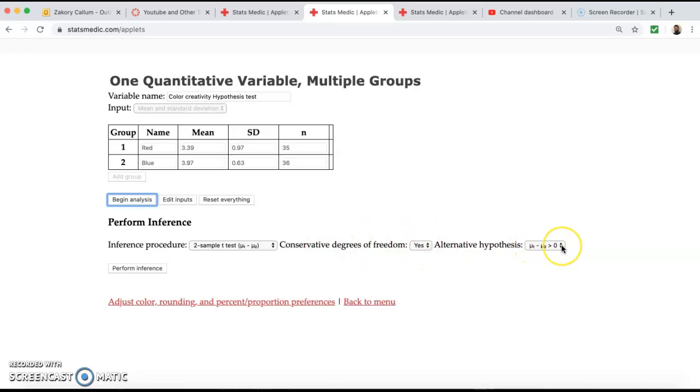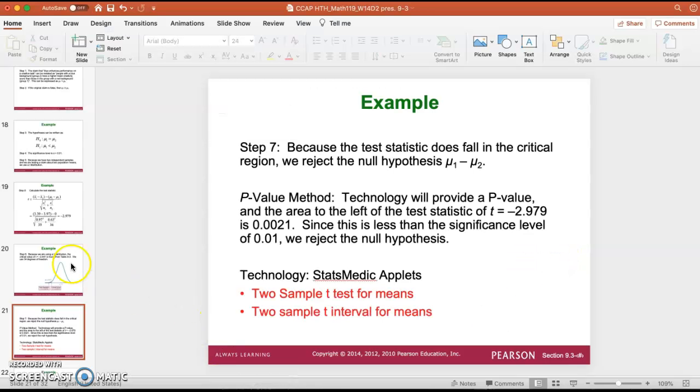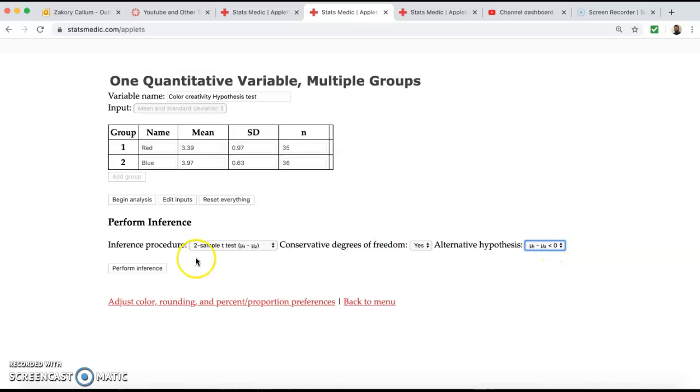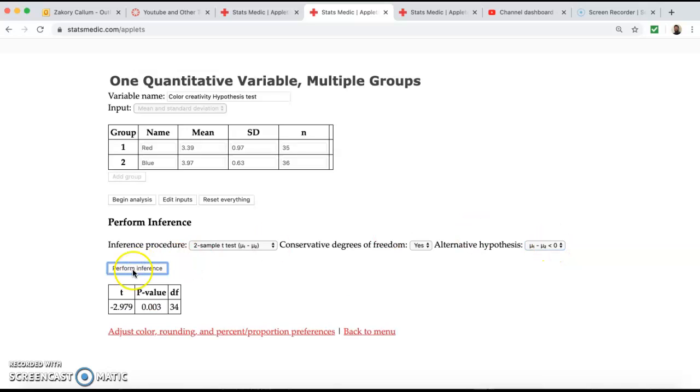And then just make sure you have the correct alternative hypothesis here, which ours is going to be a less than, since in our hypotheses here, we have it as mu sub 1 is less than mu sub 2. So if you subtracted mu sub 2 over, it'd be mu sub 1 minus mu sub 2 is less than 0, which matches up with this one here. And perform inference. We get that same test statistic of negative 2.979, so we know we're okay.